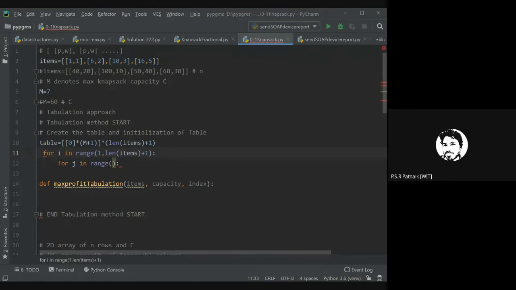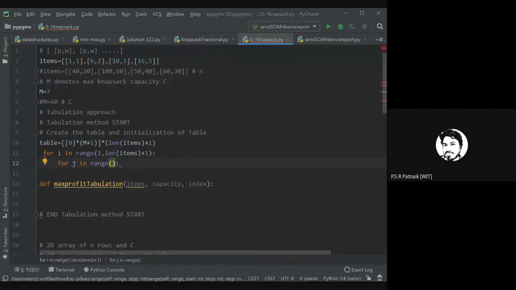Okay, so from 1 to length of items plus 1. What do you think? Is it plus 1 or 2? If the length was 4, 4 plus 1 is 5. Did we create indexes 0, 1, 2, 3, and 4? So length of items should be included in that. So let us include that.